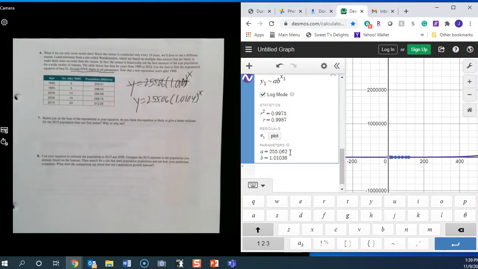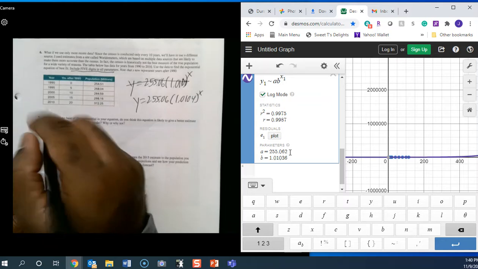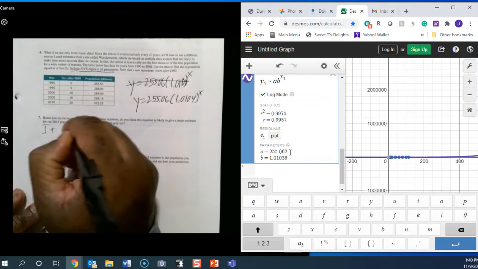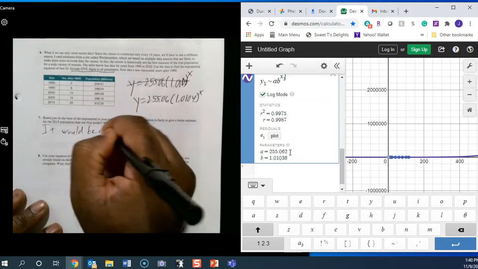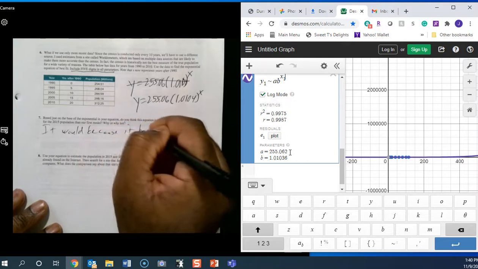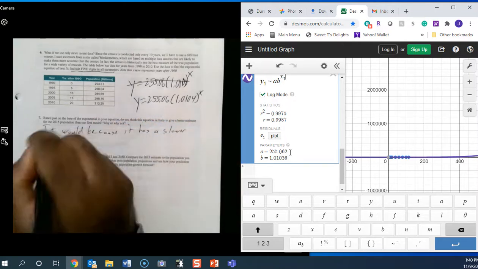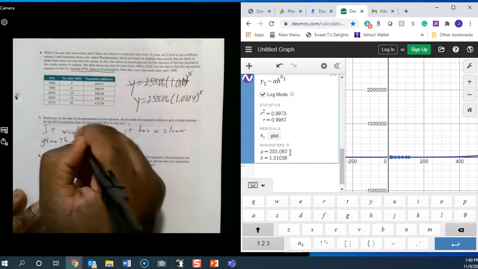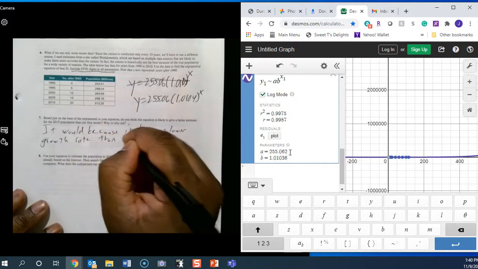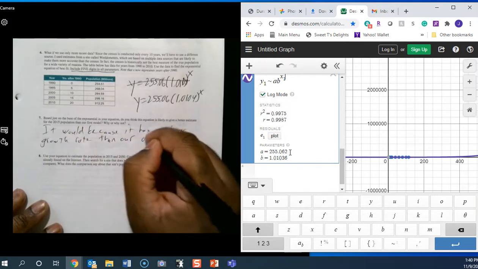Now we come here to number 7. It says, based just on the base of the exponential in your equation, do you think this equation is likely to give a better estimate for the 2015 population than our first model? Why or why not? I would say it would, because it has a slower growth rate than our original value.